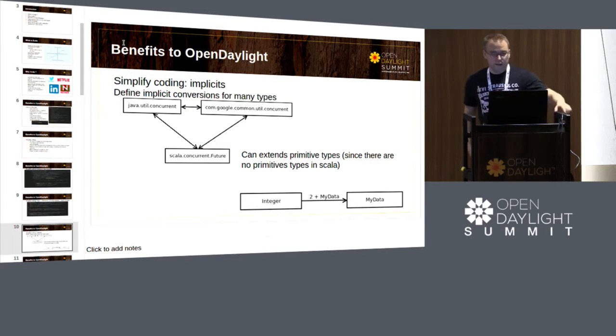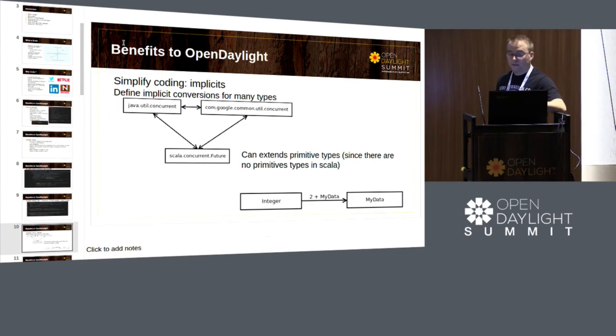There's another thing that's very interesting, and it's the implicits. You can, for instance, seamlessly convert from different types. For instance, you can convert from Java util concurrent to Google Guava library, and you only need to import an implicit conversion to do it. So it's done all automatically.